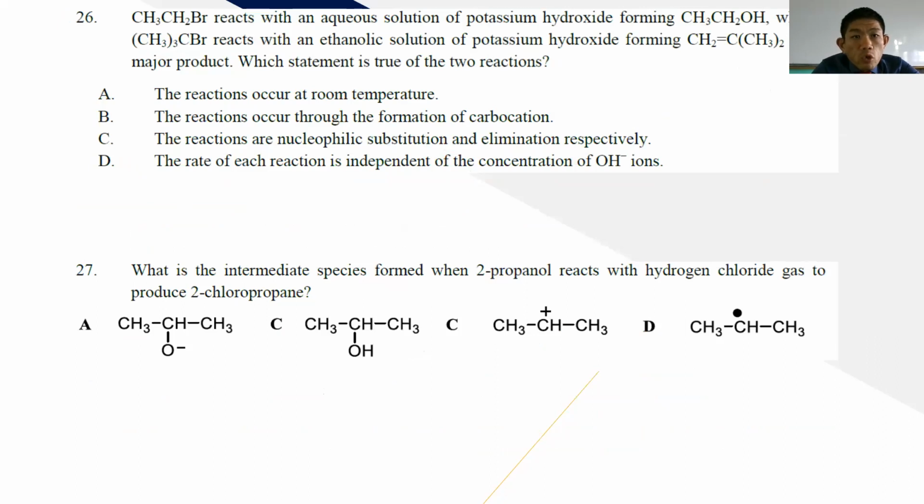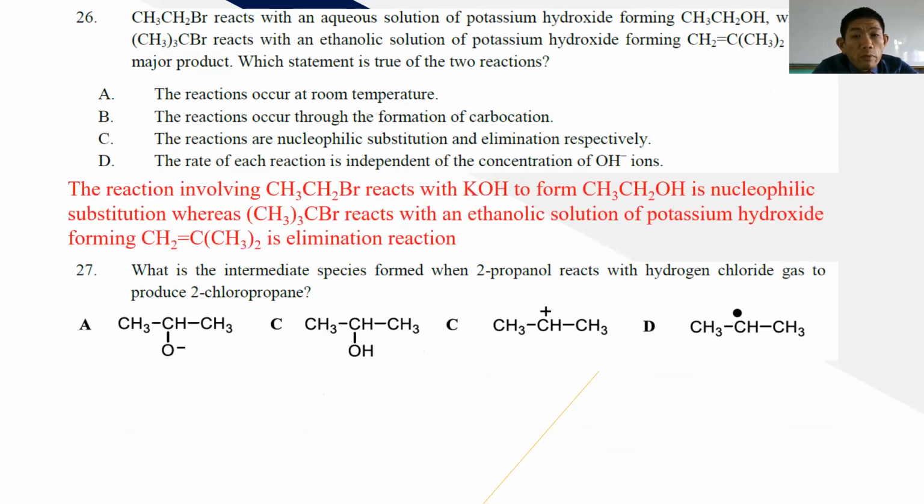26. CH3CH2Br reacts with aqueous sodium potassium hydroxide to form an alcohol, CH3CH2OH, whereas CH3CH2Br reacts with ethanolic sodium potassium hydroxide to form an alkene as the major product. Which statement is true about the two reactions? So as you can see, the first reaction is a nucleophilic substitution reaction, whereas the second reaction is an elimination reaction. Okay, so which of the following statements is true?